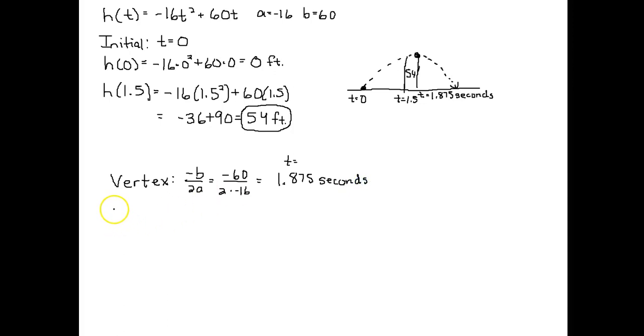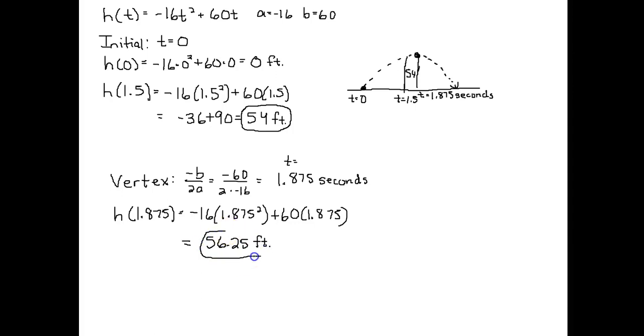And what is that highest point? Well, evaluate H at 1.875. You just plug in 1.875 for t, because that is time. That's how much time has elapsed before your golf ball is at its peak. So you work that out, and you get 56.25 feet. So the highest it'll go in the air is 56.25 feet for a golf ball whose path follows this function.